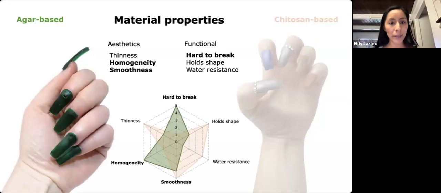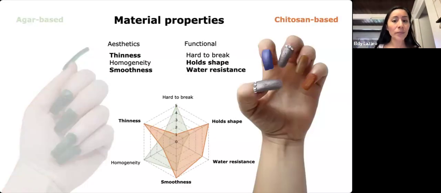If we think about agar-based nails, we noticed that they are hard to break. They can be made homogeneous, and also with a smooth surface, or a smooth finish. And for the chitosan-based nails, we noticed that they hold shape really well. They're more water resistant than agar-based nails. They can also have a very smooth finish and can be made very thin, different from the agar-based ones. The agar-based ones, usually because of the layers that we put together, end up being a little bit thicker than the ones made with chitosan.